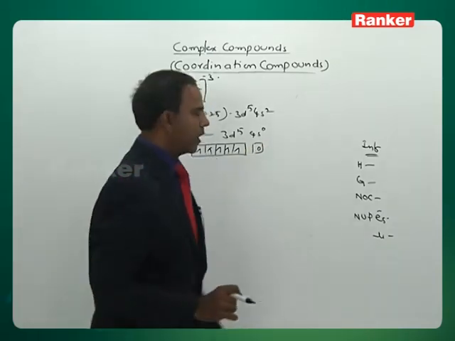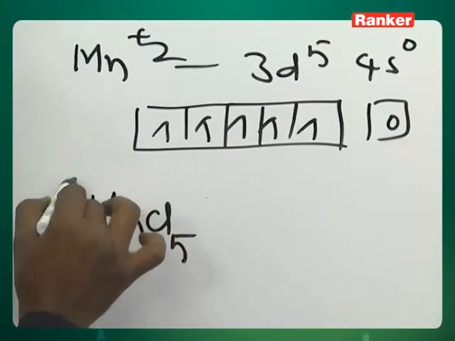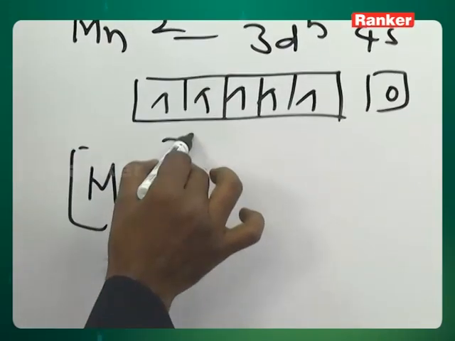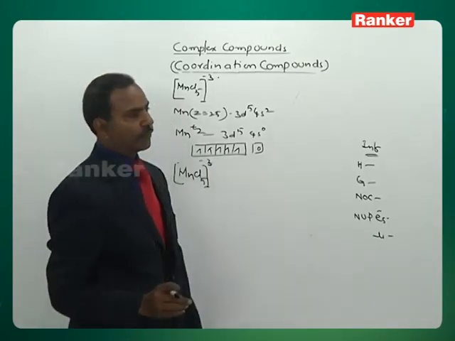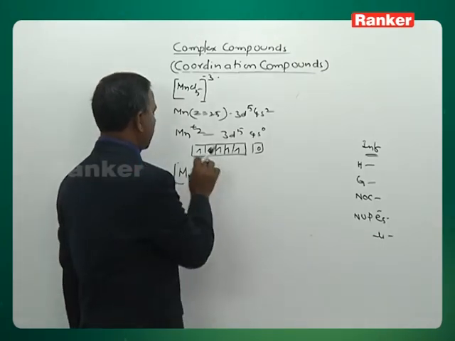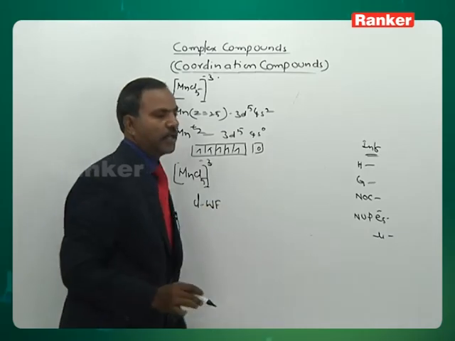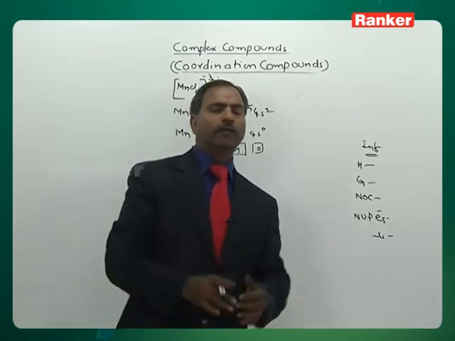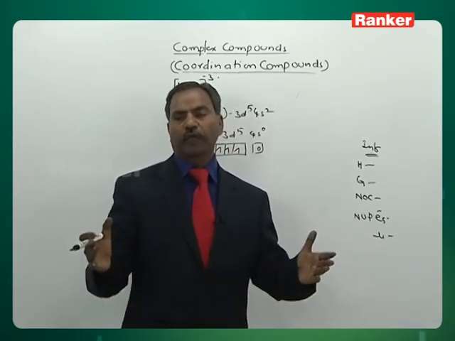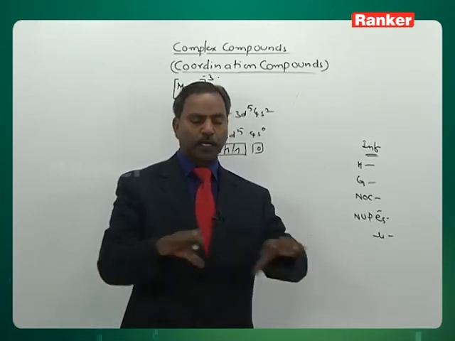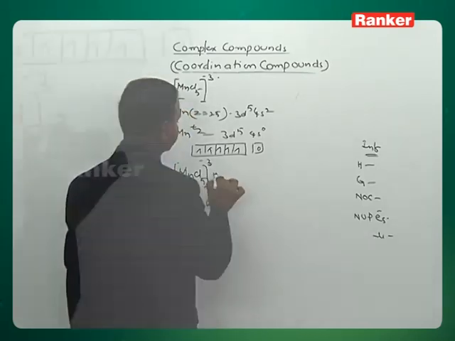Let us check the next complex. Look here, MnCl5, minus 3. Cl taken 5 times, minus 3. You know well Cl is a weak field ligand. It is not able to pair up the electrons. In the previous case we took the carbonyl ligand, which is strong field, but Cl is weak field. It is not pushing the electrons to pair up. Electrons remain as such. We have to write all 5 electrons in the d orbitals.